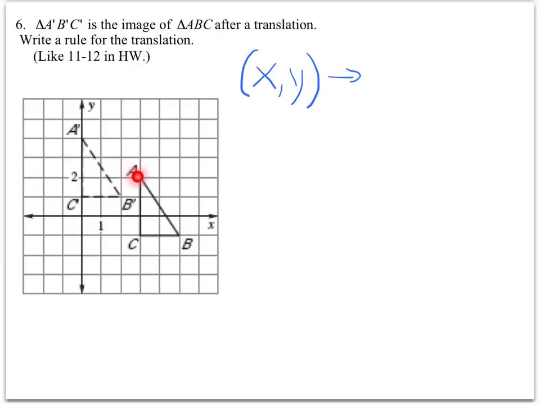So what I do is I start at A, the pre-image of vertex A, and I notice that counting over, 1, 2, 3, it's moving over to the left 3. That means -3 in the x direction. So I can write that as x minus 3. In a similar fashion, after moving over 3, we have to move up 1, 2. So that's adding 2 to the y. So I can write y plus 2. And that's it. I'm done.